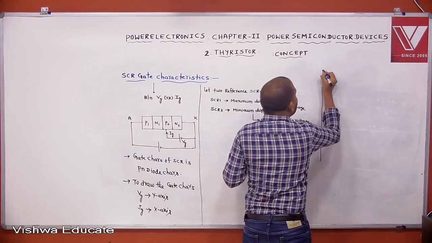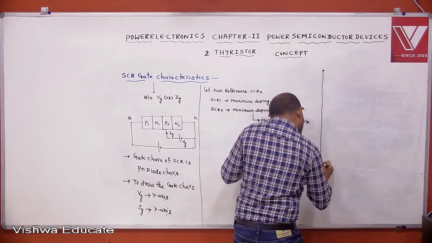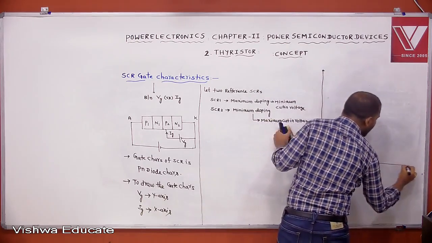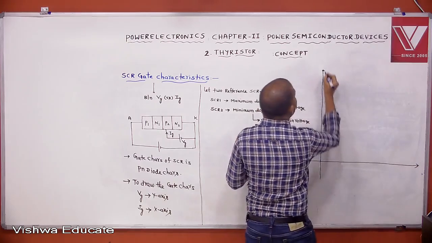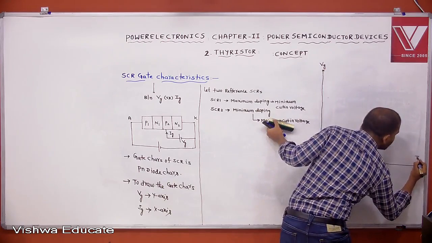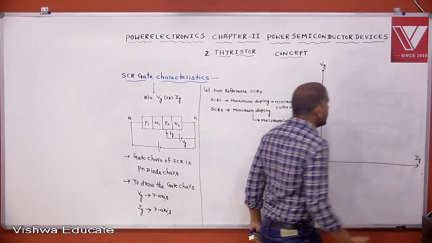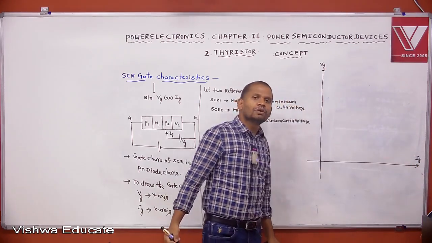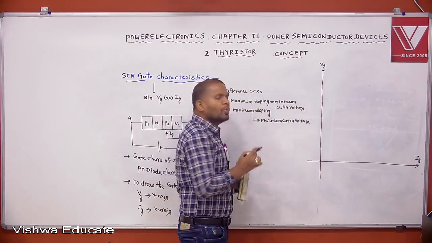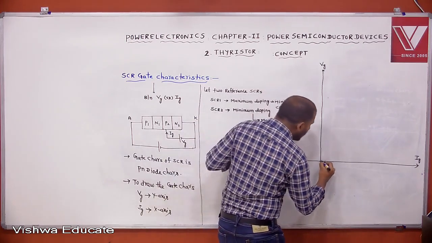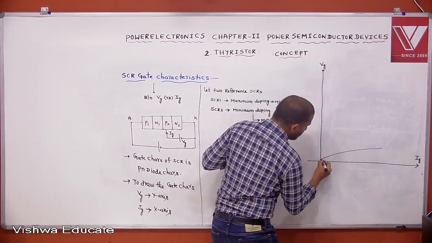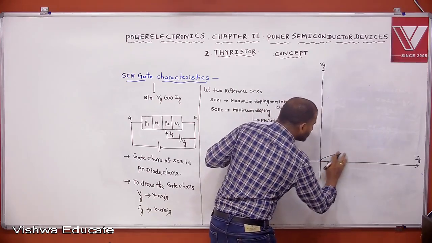I already told you, in drawing the gate characteristics, we are interchanging the axes. VG is taken on the y-axis, IG is taken on the x-axis. Current is on the x-axis, voltage is on the y-axis. Let SCR1 be maximum doping. This is the minimum cut-in voltage. Then we get the characteristics like this.